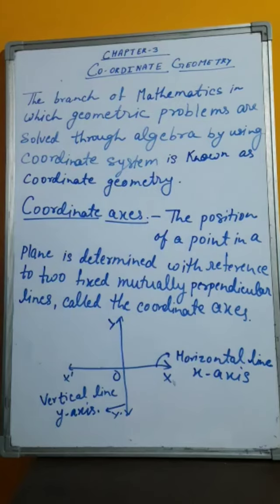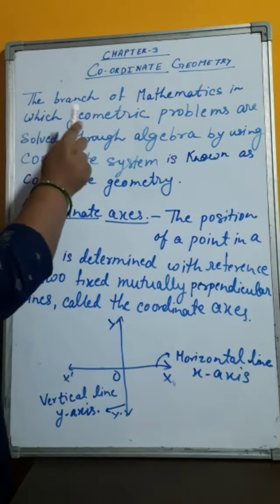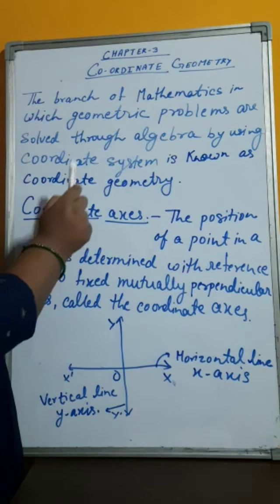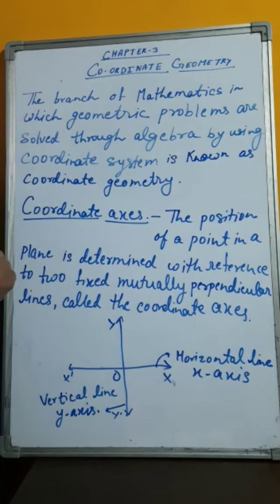Today we are going to start chapter 3, which is coordinate geometry. Here I am going to start with a few definitions, and later on we will see their uses. First, coordinate geometry: it is a branch of mathematics in which geometric problems are solved through algebra by using a coordinate system. You will write all these definitions in your mathematics copy.